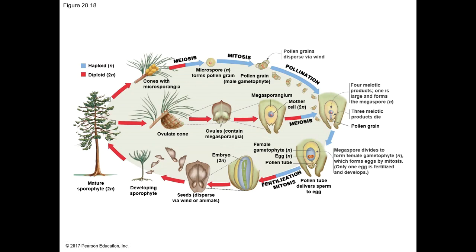And you can see the female gametophyte is within this tiny structure, right? So like we said before, it is microscopic. So the megaspore divides to form the female gametophyte, which forms eggs by mitosis. Okay, only one of those eggs is fertilized and will ultimately develop into an embryo. And that embryo will then be dispersed in the form of seeds, and then those seeds will ultimately land on a place where they are going to be in the right conditions to grow. So they can stay for a really long time before they find that condition.